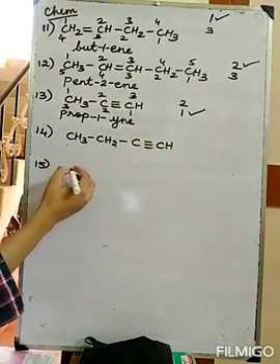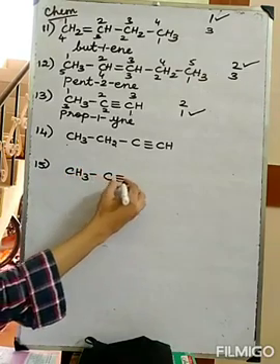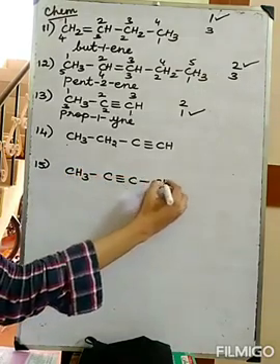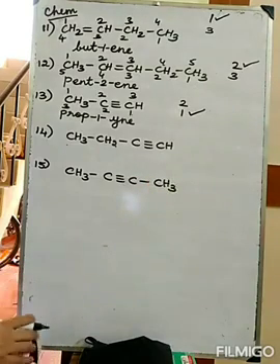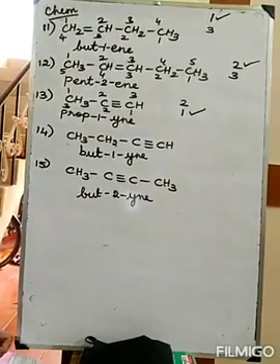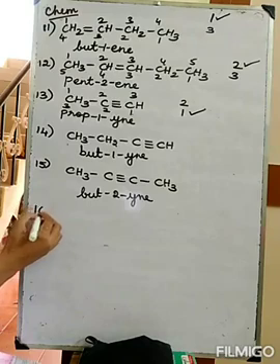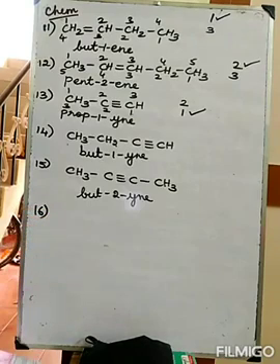For the 14th and 15th ones, you write the names. CH3-C≡C-CH3. So watching the video, you pause the video and write the names. So you will be getting but-1-yne and but-2-yne. Don't call it as butt, it is but. Okay, butt means it is a bad word. Okay, the next one.